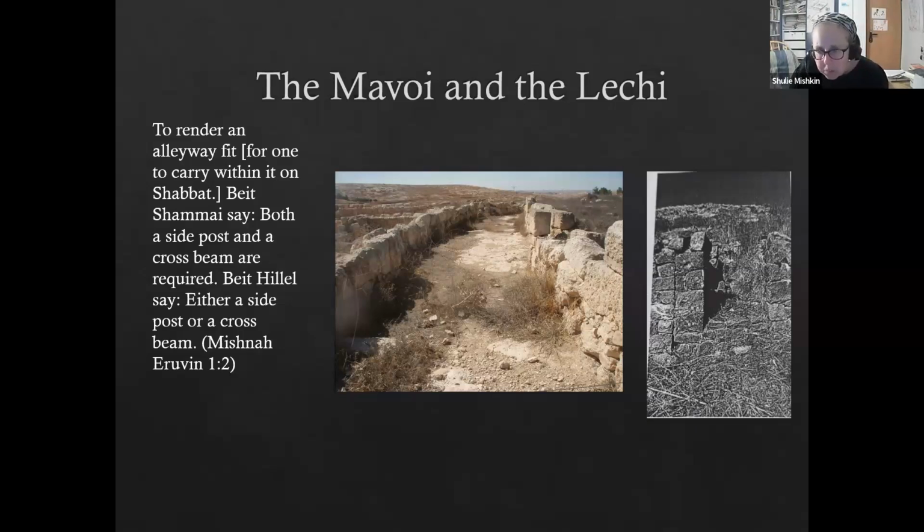Now, if you go to Gamla in the Golan, Gamla was a Jewish town, okay, in Second Temple times. You can actually see an alleyway that has a lechi. Okay, take a look. This is the normal wall of the alleyway, and this is an additional piece that was added in to create this lechi, which is going to make the eruv. Okay, so it's a beautiful example of something that shows you here, this is a Jewish town.